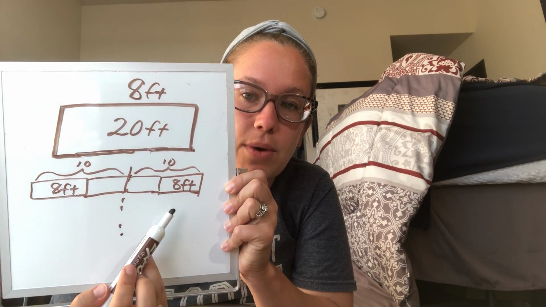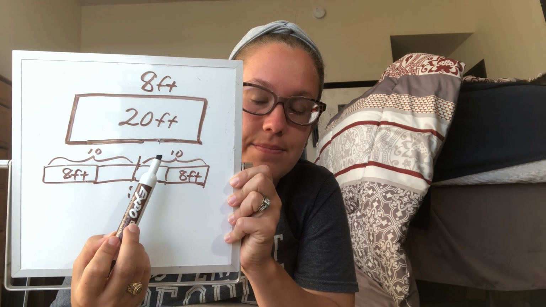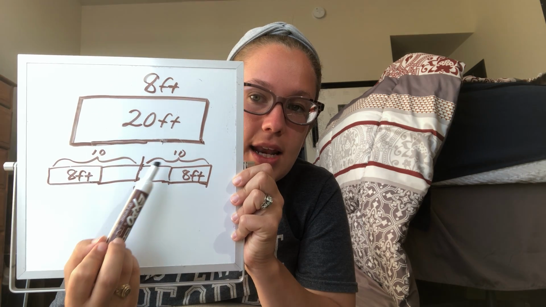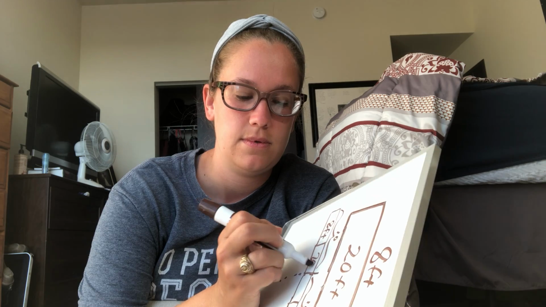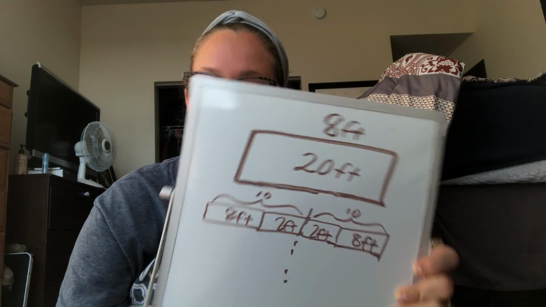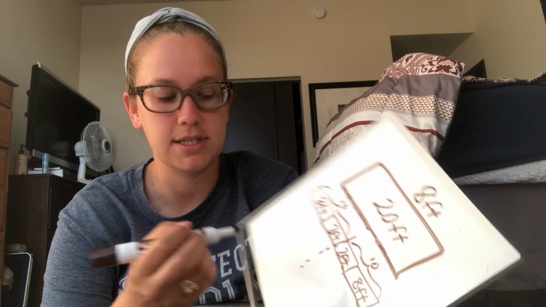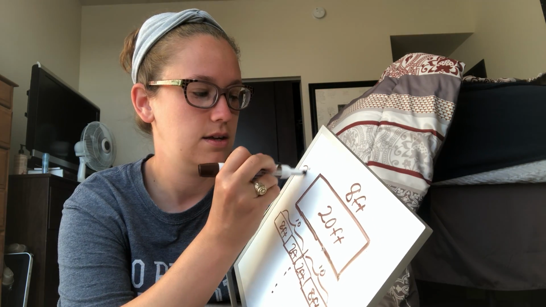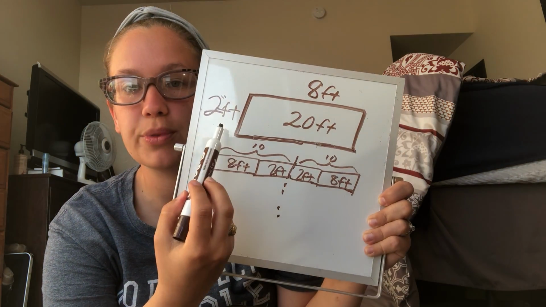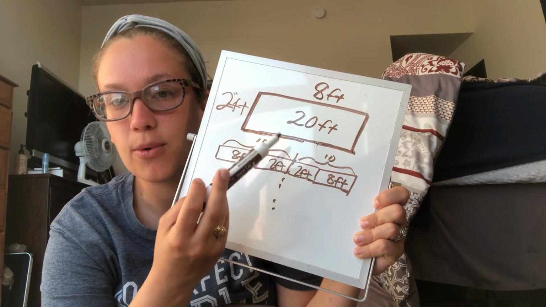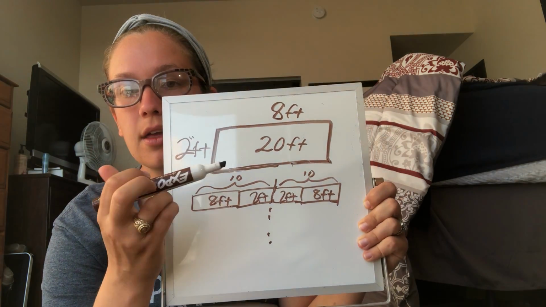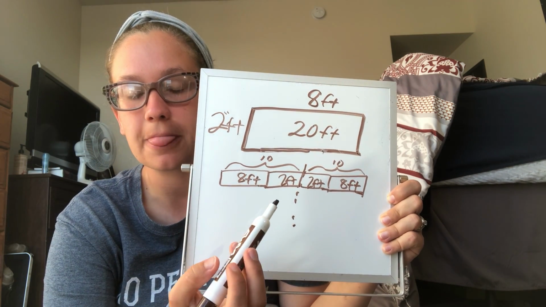Just 10. So I know that my width plus my length has to equal 10. So what plus 8 equals 10? 2. So that is my missing side. It's 2 feet. And we can check. 2 plus 2 is 4. 4 plus 8 is 12. Plus 8 more is 20. That checks out.